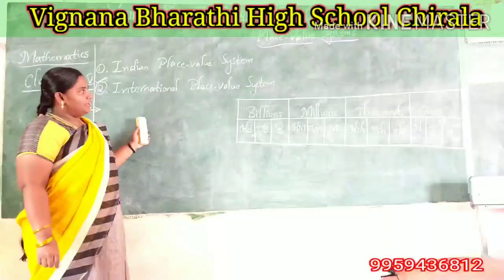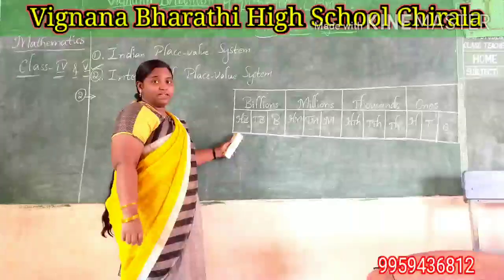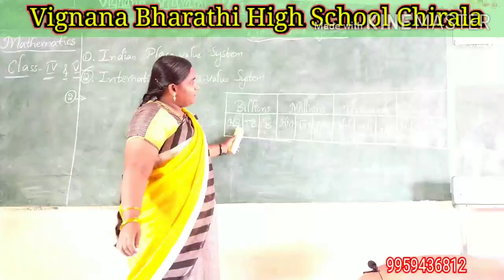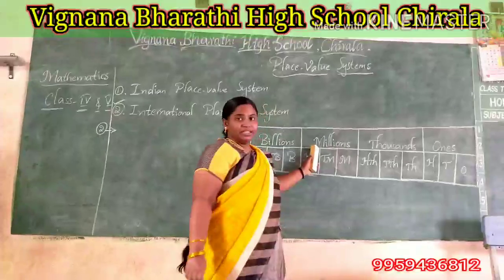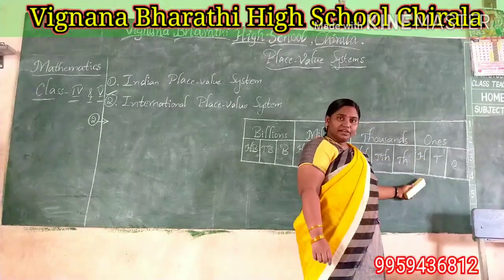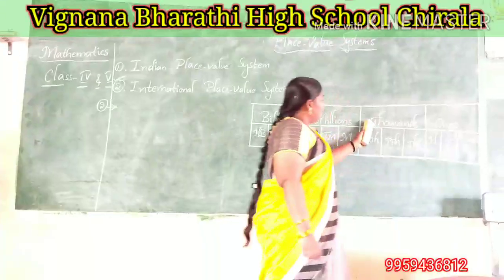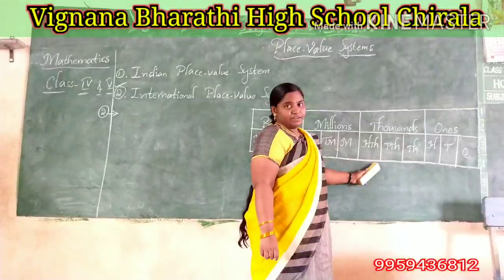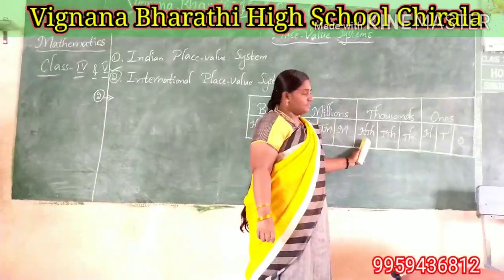Now we learn about the international place value system. Again, the international place value system contains many periods and many places. What are those periods? Ones, thousands, millions, billions. Ones period is divided into three different places: ones, tens, hundreds. Thousands period is divided into three different places: thousands, 10,000s, 100,000s.